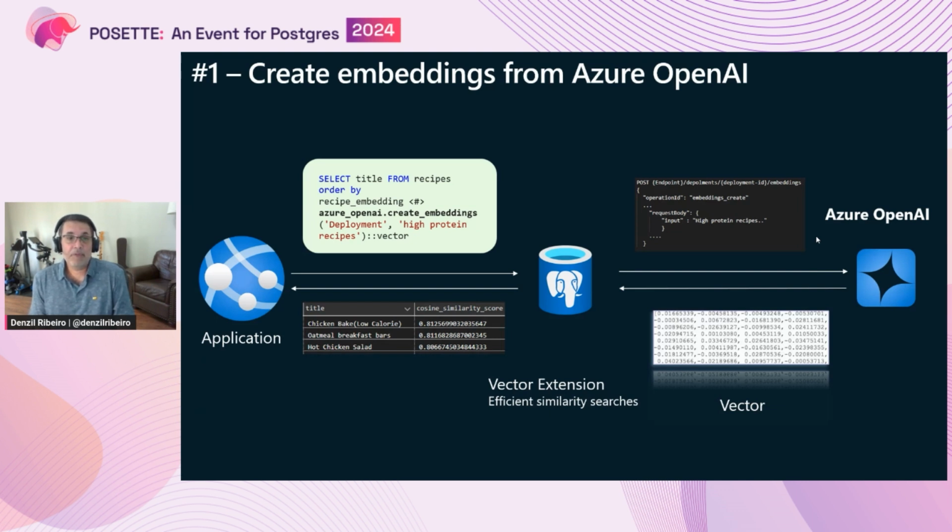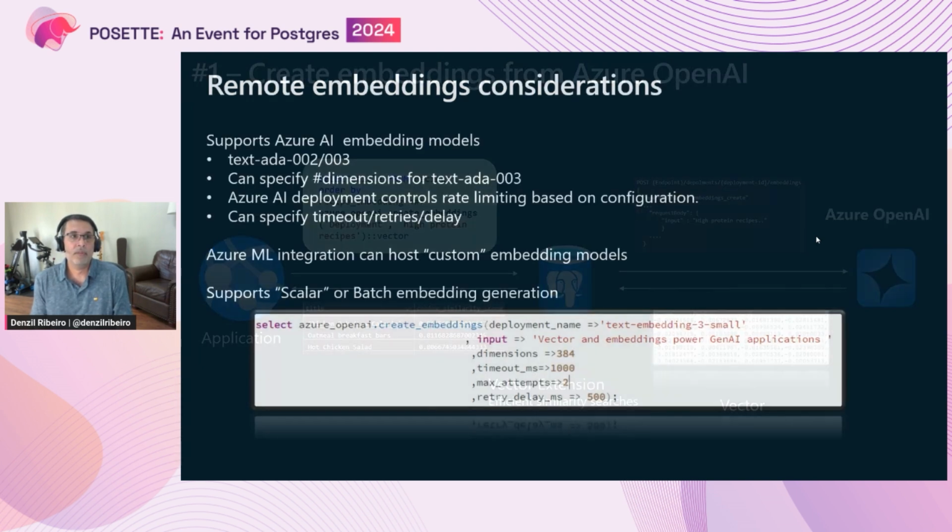So without this, the application would actually have to talk to OpenAI itself, get the embedding, then pass the embedding in the SQL to the database and get the result set. So this simplifies that operation greatly.